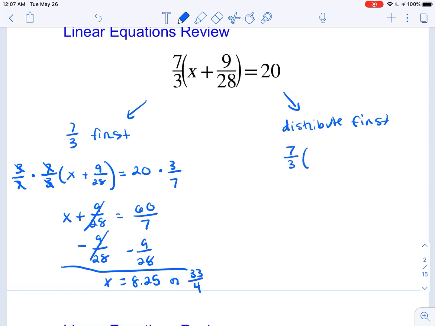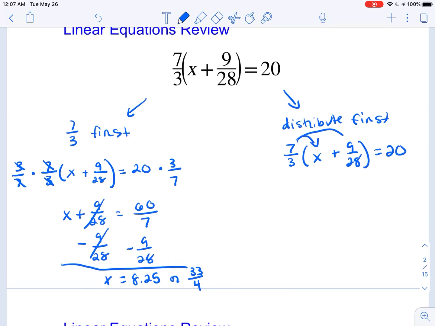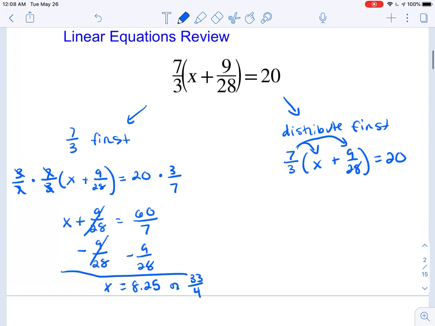So we're starting with the same 7/3 plus, okay? And in this example, I can distribute the 7/3 to both terms in my parentheses, just like I did in the question before. So that will give me 7/3 x plus 7/3 times 9/28. So now I could cancel, right? 7 and 28 will cancel with a 4 down here, giving me 9 over 12, which we should know reduces down to 3/4. Okay, and that's equal to 20.